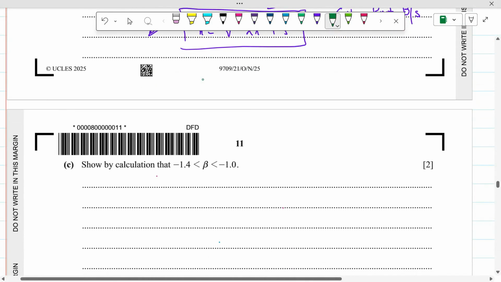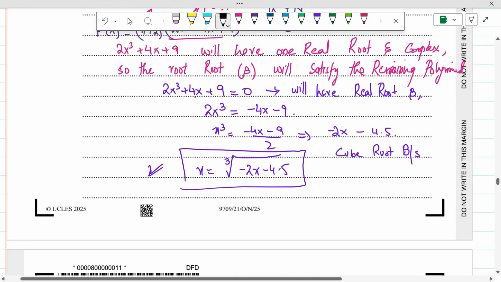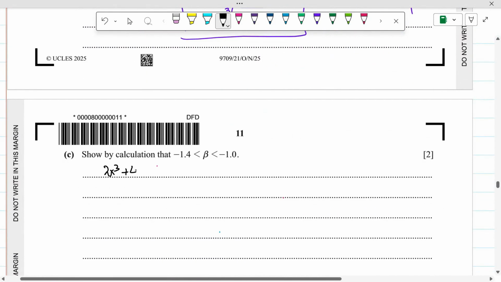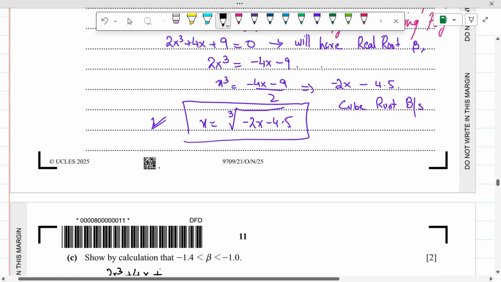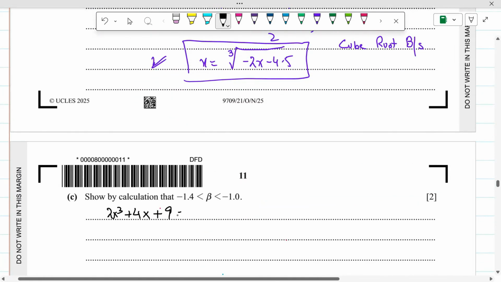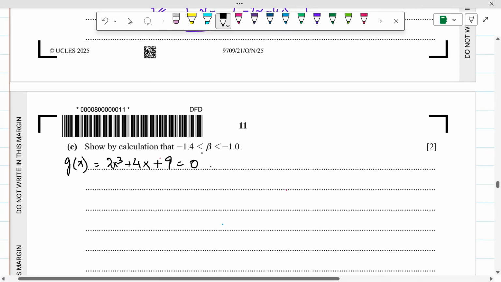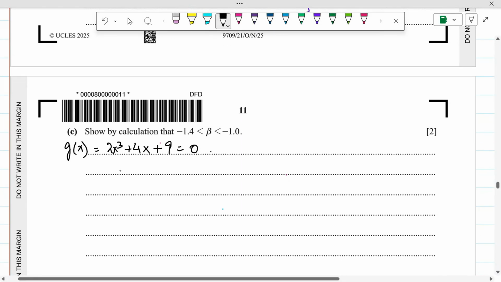Okay, part C: show by calculation that beta is less than negative 1 and greater than negative 1.4. We know that this polynomial, 2x cubed plus 4x plus 9 equal to 0, we call it g of x. This polynomial will have three roots, one of which will be beta. So we need to show that the real root, beta, is less than negative 1 and greater than negative 1.4. Okay, we plug the given values into g of x.